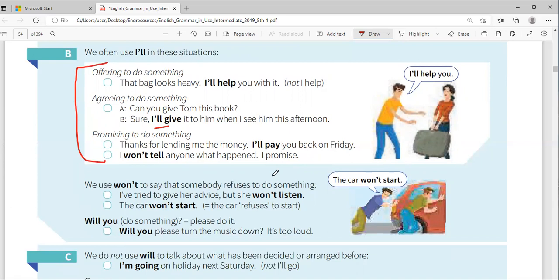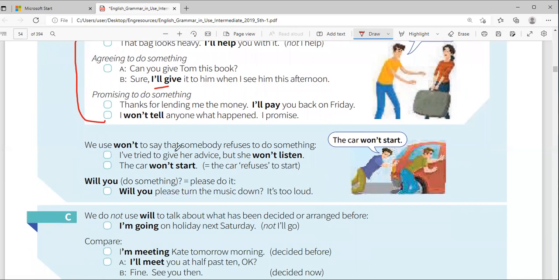When you get the money, the first thing is to promise, isn't it? Yes. I won't tell anyone what happened. I promise. So again, all these are to announce our decisions that we've made on different occasions: when we are offering to do things, when we agree to do something, maybe someone has asked us, and also when you promise. So we use will.